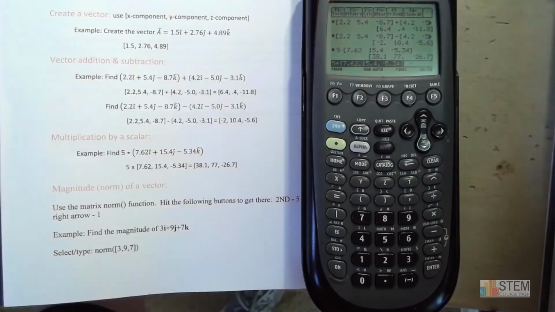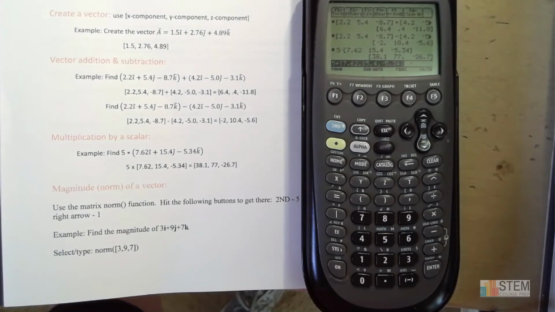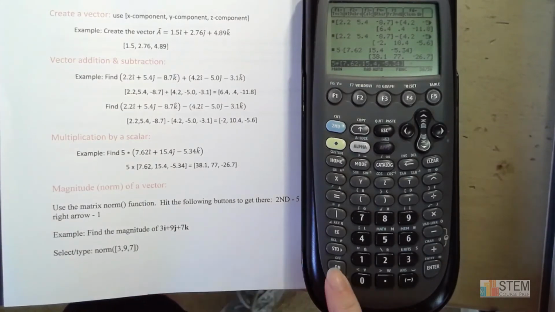Now those are the basic things that we can do without using any built-in functions. So now I want to show y'all the built-in functions. The first one is going to be the magnitude or the norm of a vector. Now to get to this, we're going to use some matrix menus, but that's all right. Vector is just a form of a matrix.